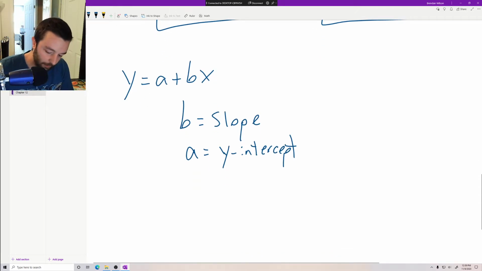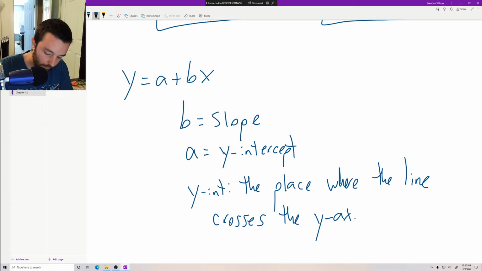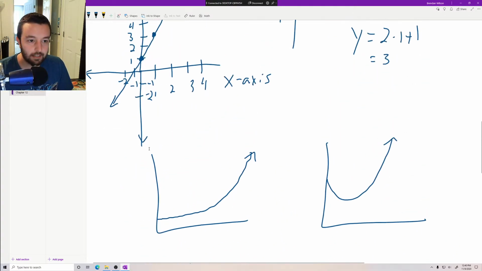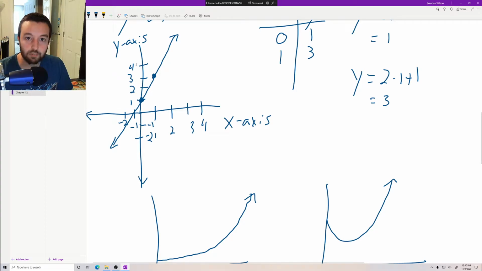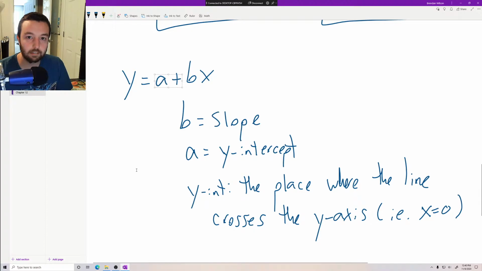So the y-intercept, I'll abbreviate it as y-int, is the place where the line crosses the y-axis. Okay. In other words, x is 0. If you're on the y-axis, that means that x hasn't moved, so your x is 0. So in this case, it was 1, which we can see from our equation. It's the number that's by itself, just like a is the number that's by itself.